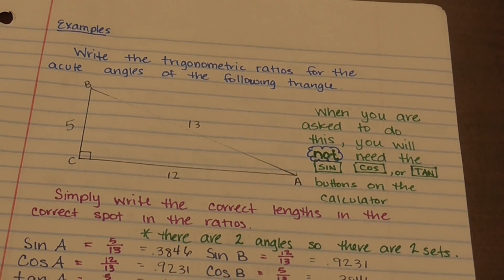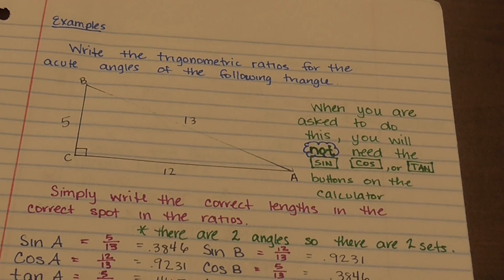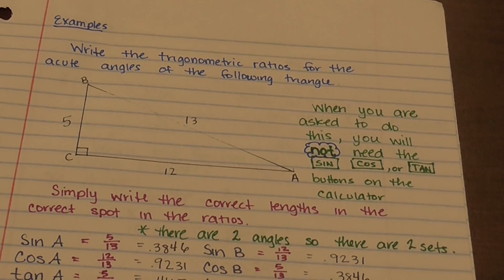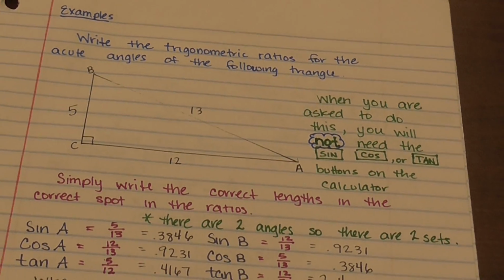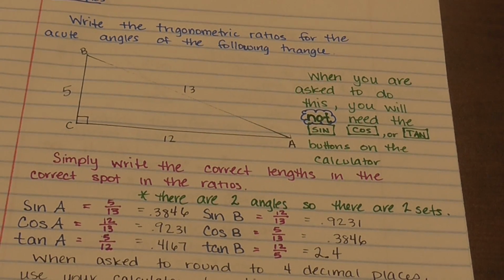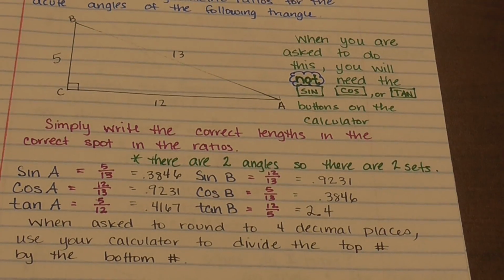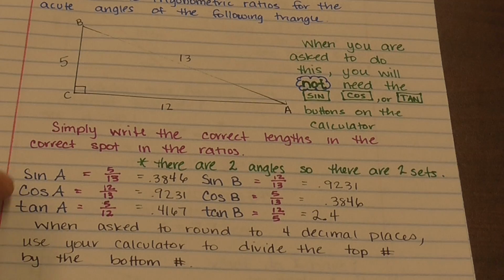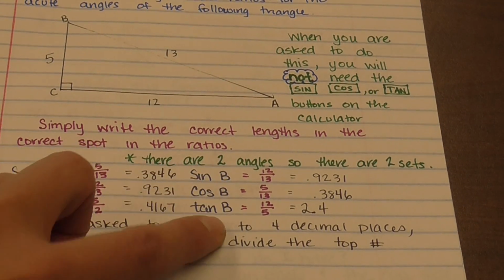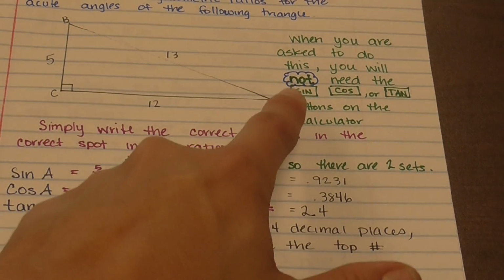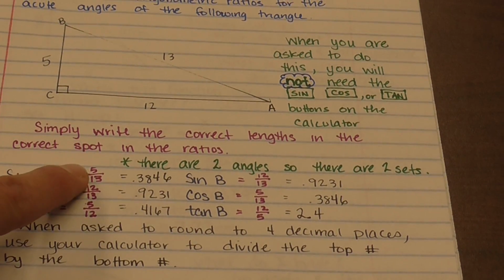So you might be asked to write the trigonometric ratios for the acute angles of the following triangle. When you're asked to do this, you do not need the sine, cosine, or tangent buttons on the calculator. You just simply write the correct lengths in the correct spot in the ratios. There are two angles, so there's going to be two sets of these: a sine, cosine, and tangent of angle A, and a sine, cosine, and tangent of angle B. So for angle A, I would do opposite over hypotenuse, or 5 over 13.